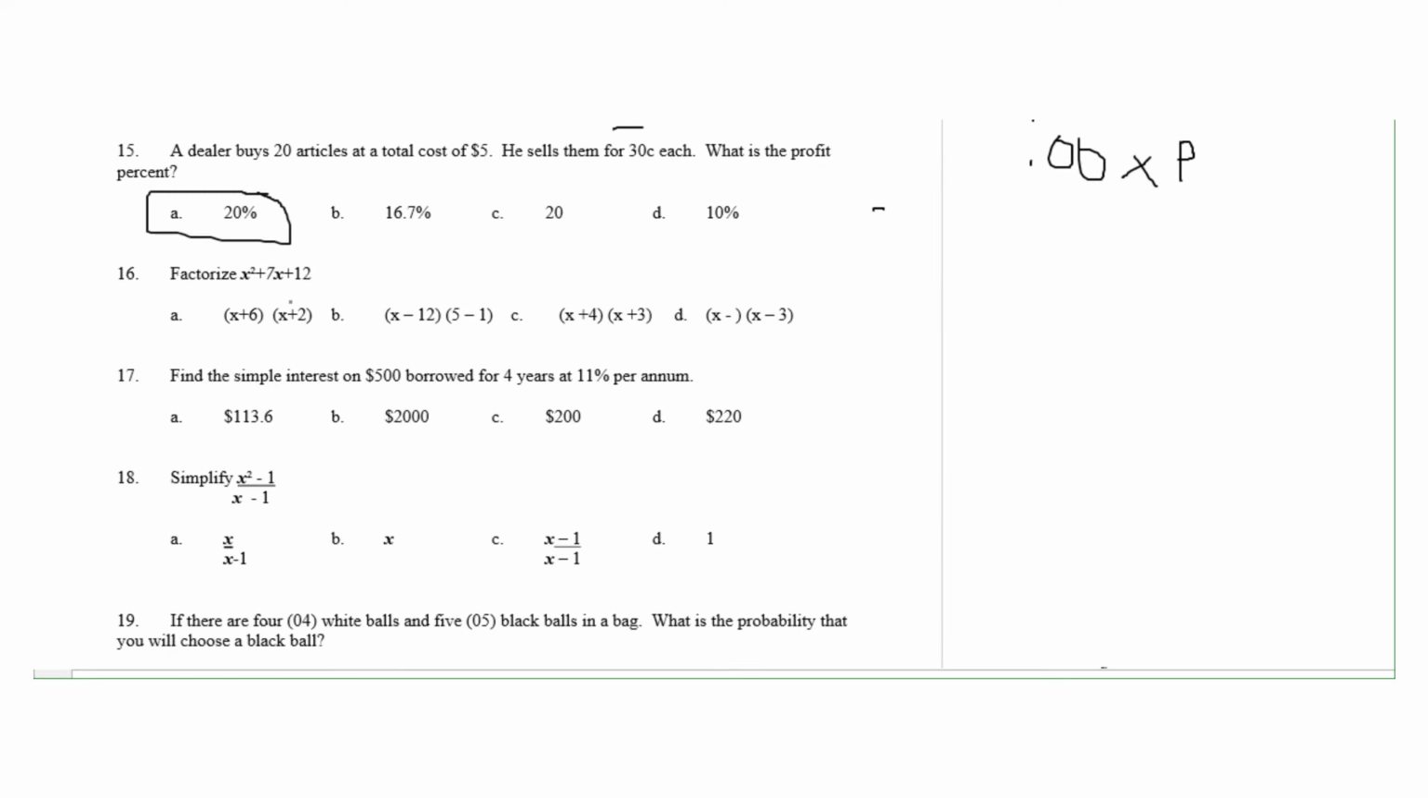Question 16 is asking us to factorize x squared plus 7x plus 12. In order to factorize that, we need to find two numbers that when we multiply them, we get 12, and when we add them, we get 7. And that's 3 and 4. x squared plus 3x plus 4x plus 12.